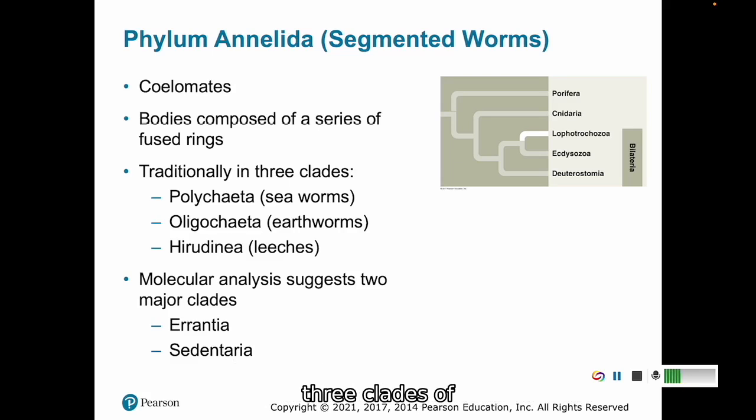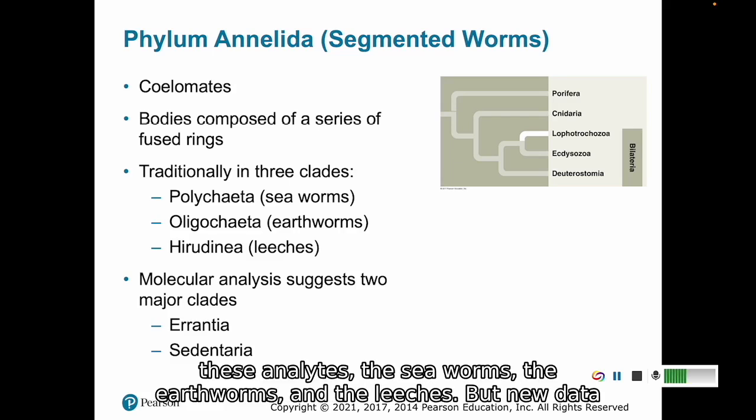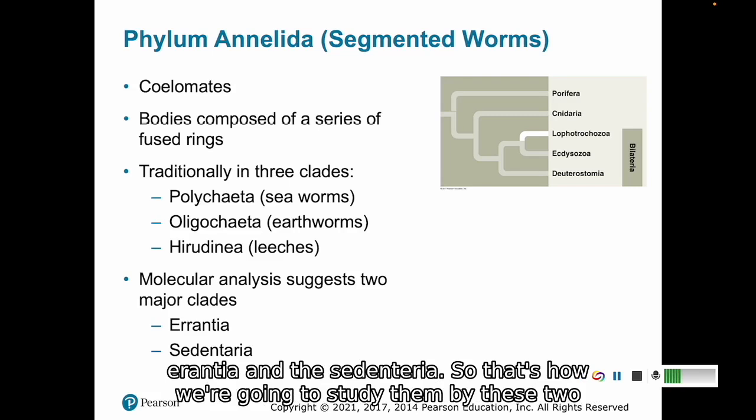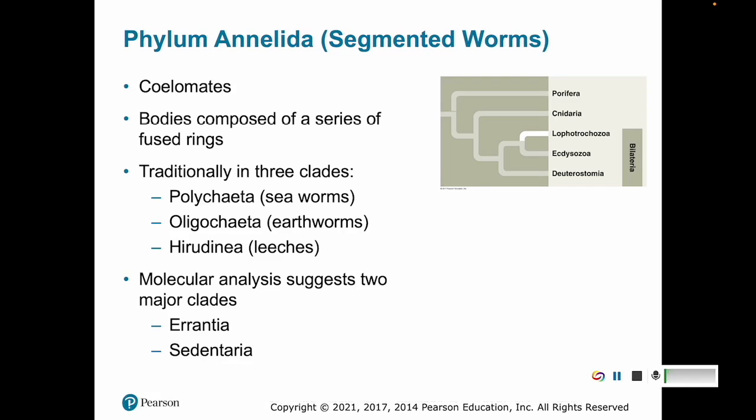There's traditionally 3 clades of these annelids: the sea worms, the earthworms, and the leeches. But new data using molecular analysis, so analyzing DNA, suggests we have 2 clades, the Errantia and the Sedentaria. So that's how we're going to study them, by these 2 clades.